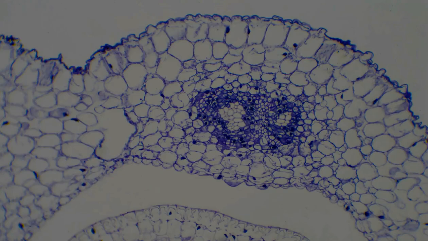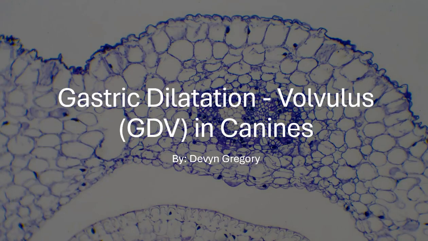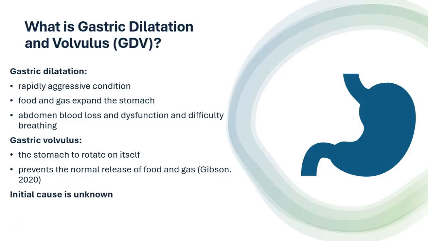Gastric dilatation and volvulus by Devin Gregory. Gastric dilatation has many factors. This is where food and gases expand the stomach, resulting in abdominal blood loss and dysfunction and difficulty breathing.